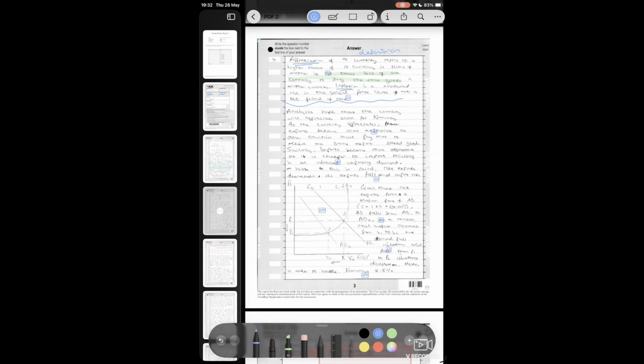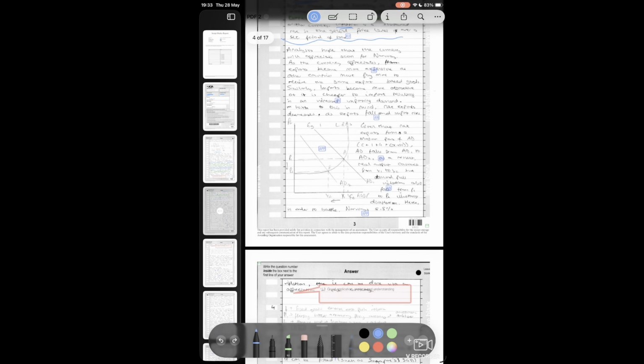As the currency appreciates, exports become more expensive as other countries must pay more to receive the same export-based goods. Similarly, imports become more attractive as it is cheaper to import, resulting in an increased import demand. With this in mind, net exports decrease as exports fall and imports rise. Simple, easy, nice and sweet.